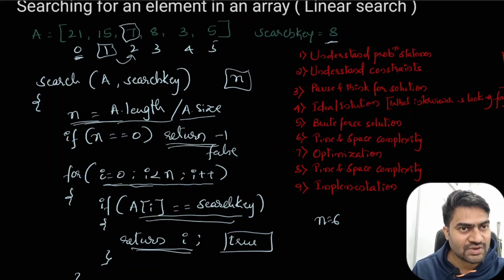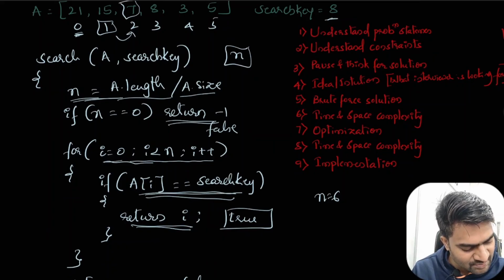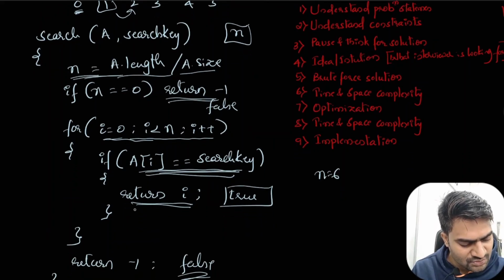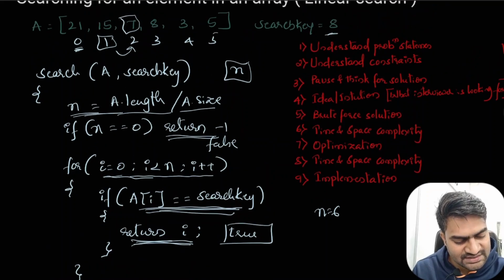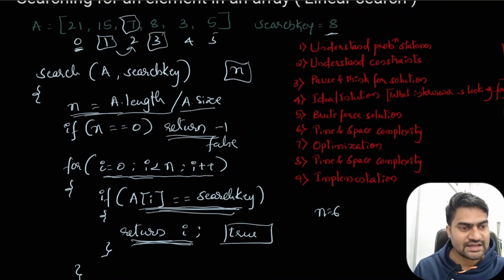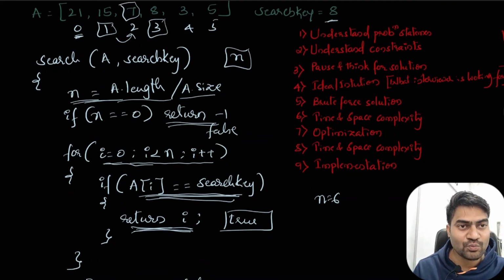Now it comes to 8. Now we found the element. So we found the element, then we will simply return that particular index. So index is 3 in this case. The loop won't continue after this, it will simply return us the index.